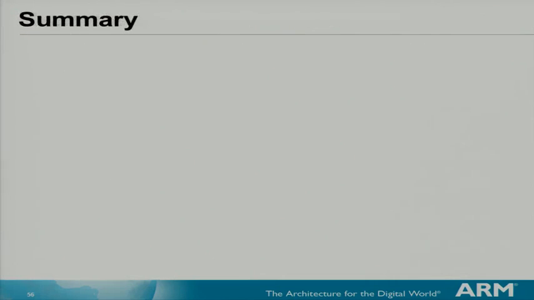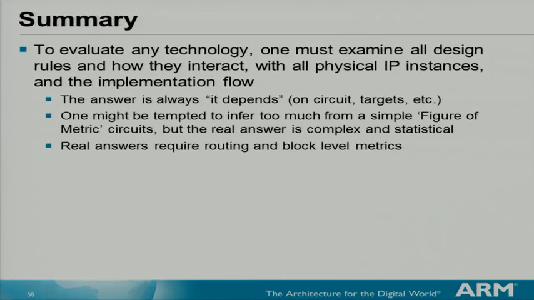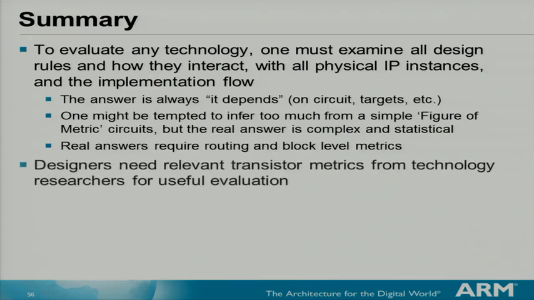So with that, I would like to come to a summary of my talk. To evaluate any technology, it's important to examine all design rules, how they interact with physical IP instances and the implementation flow, especially for scaled nodes. The answer is always: it depends on the circuit, on the targets, on the applications. We might be tempted to infer too much from simple ring oscillator simulation results, but the real answer is always more complex and statistical. The real answer requires routing and block level metrics.